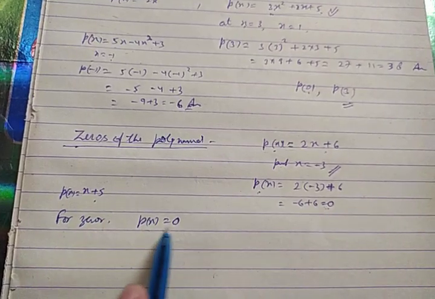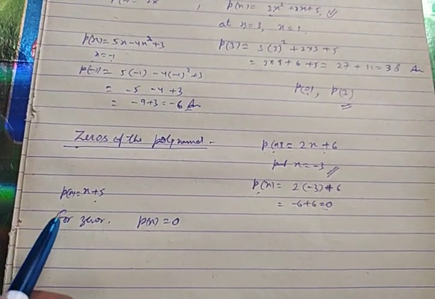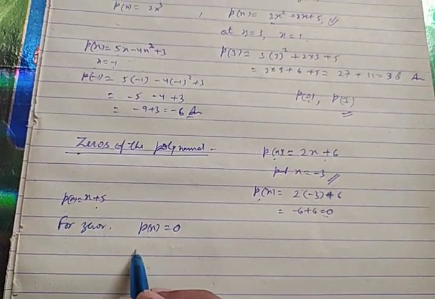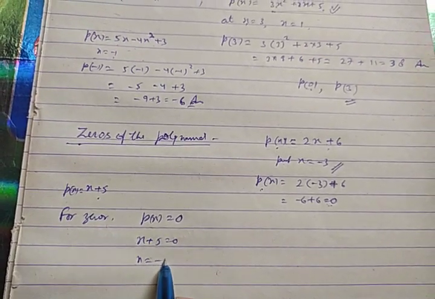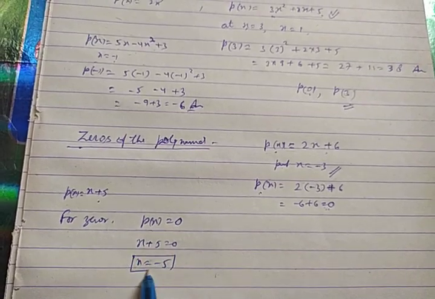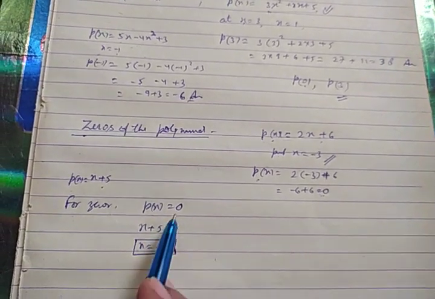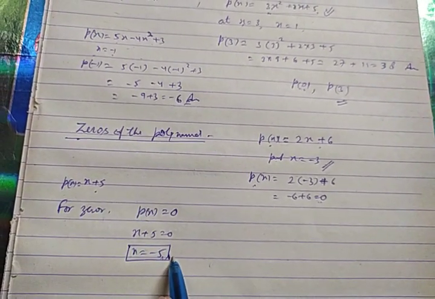Then you will have to assume this equal to 0. Now the value of p(x) in the question is x plus 5, so x plus 5 is equal to 0. Then x is equal to minus 5. x equal to minus 5 is such a value at which this polynomial will become 0.